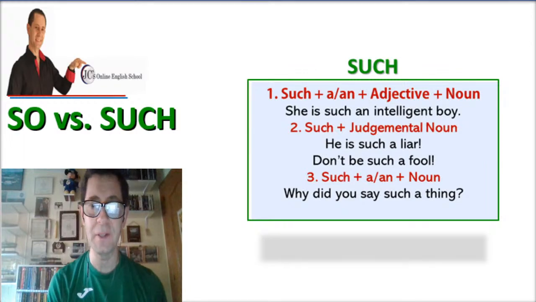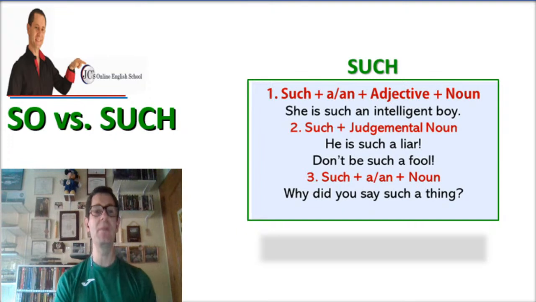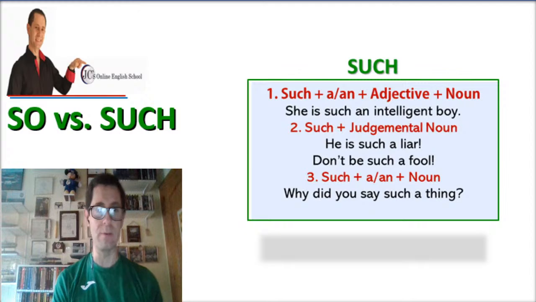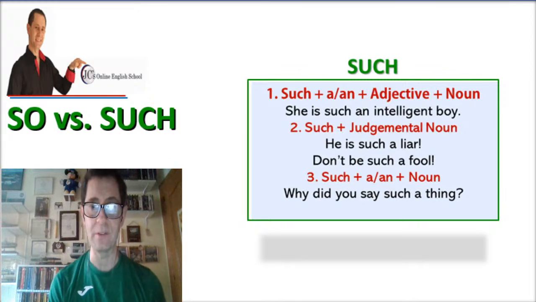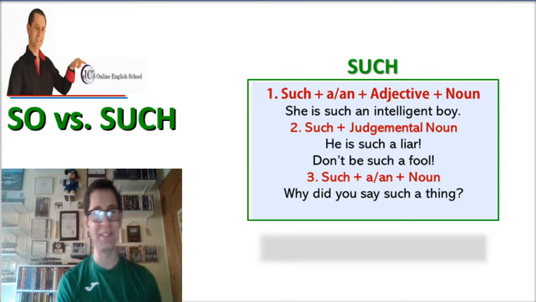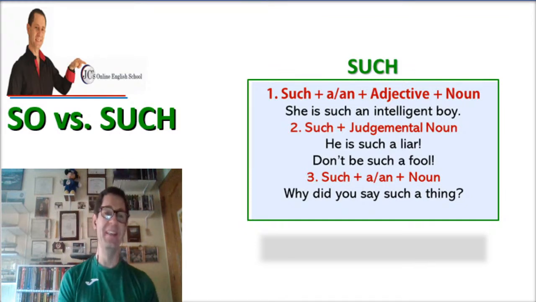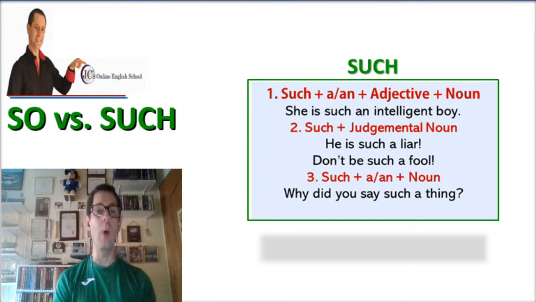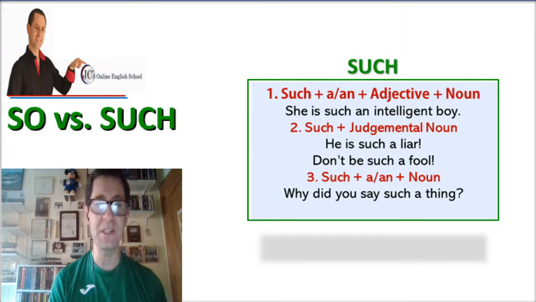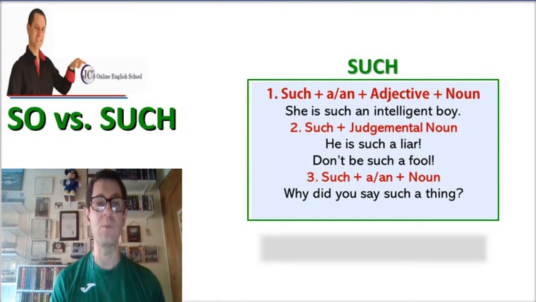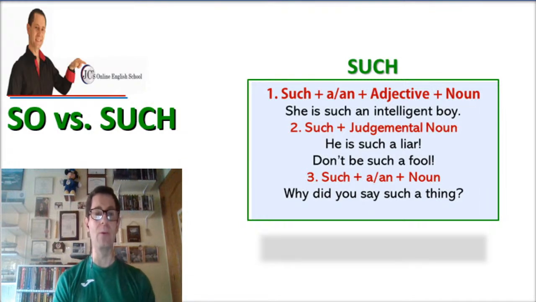All right. And number three, you can also have such plus a or an plus a noun. Remember, with such, you need a noun always. Okay. Pablo is very modest. He's very, very modest. So the next example would be, why do you say such a thing? All right. So once again, such plus a or an plus an adjective and a noun, such plus a judgmental noun, and such plus a or an plus a noun.